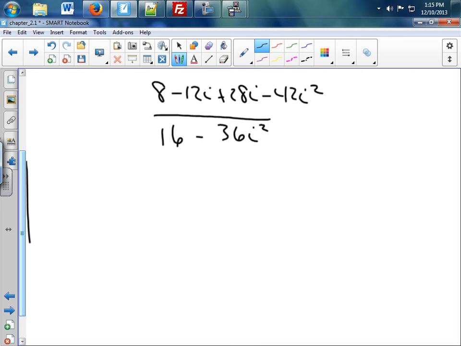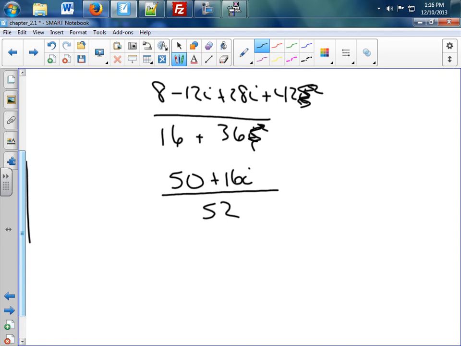So this becomes, a lot of people would start doing this. What does that equal? -1. That makes that positive. Does that make sense what I just did? Okay. Alright. So 8 plus 42 is 50. Negative 12i plus 28i is positive 16i. All over, well, i squared is negative 1. That makes that a plus 52.